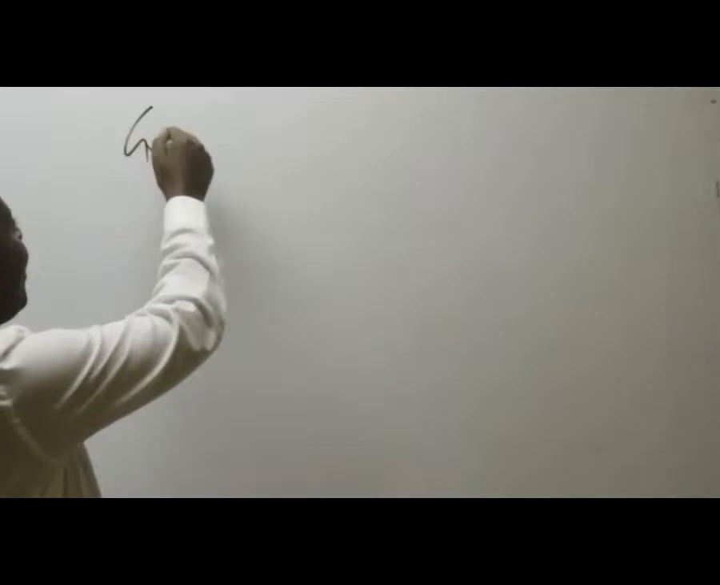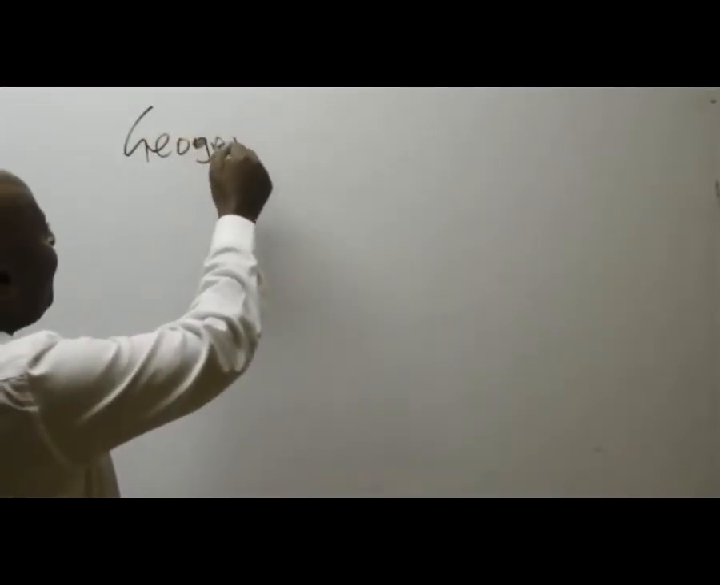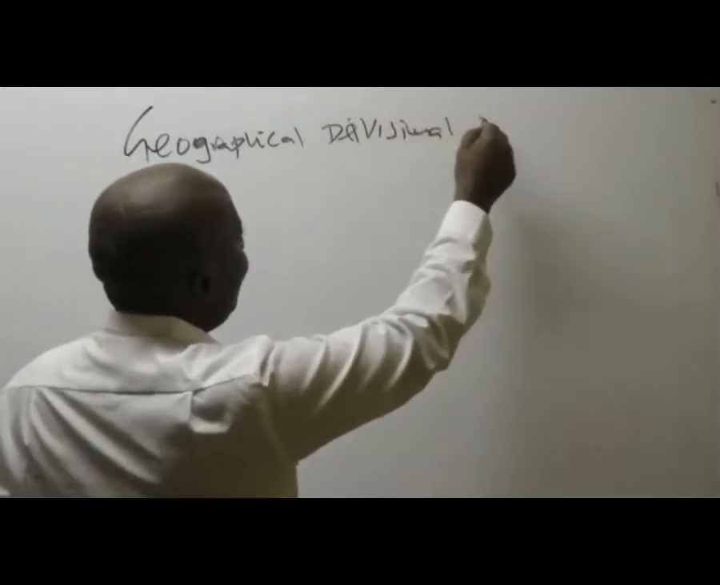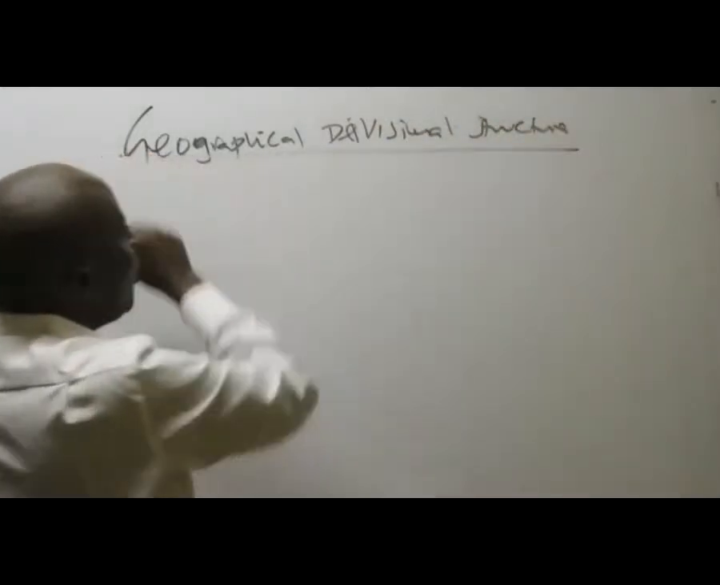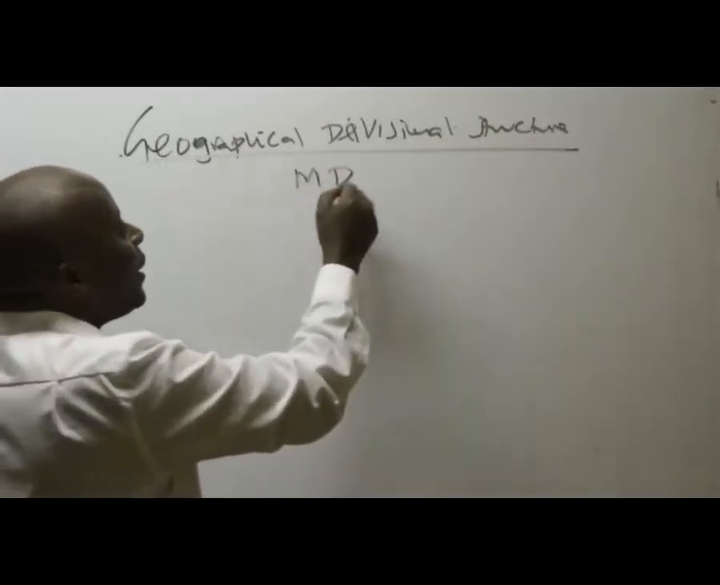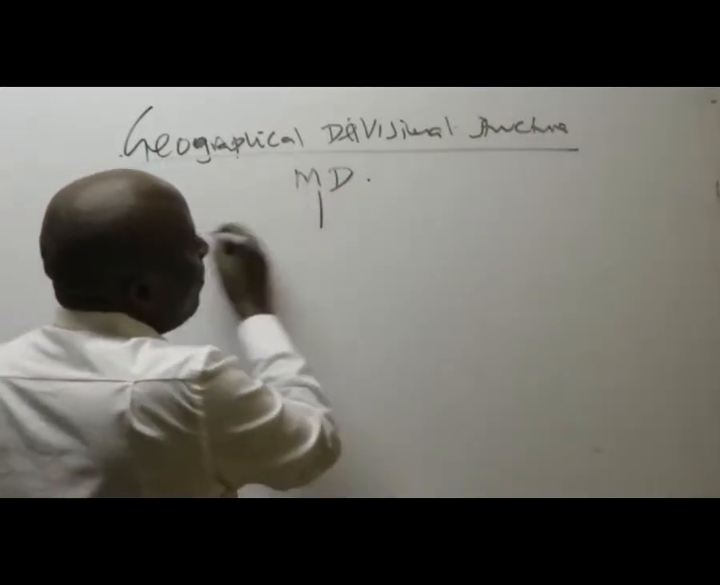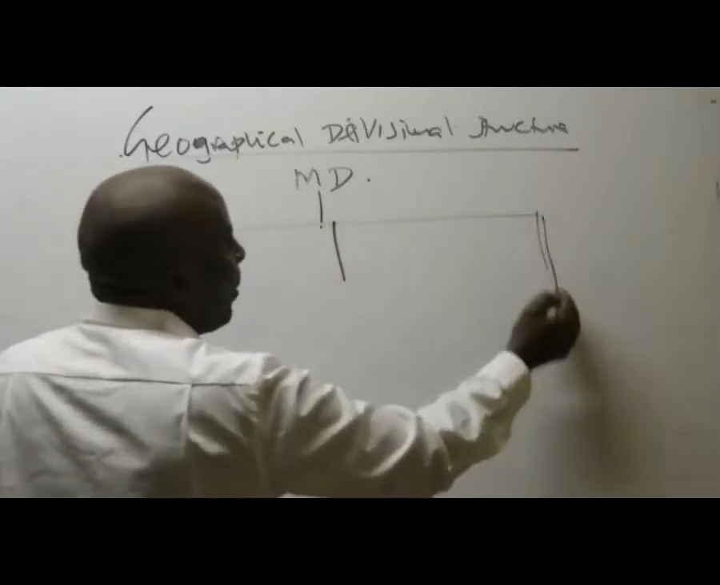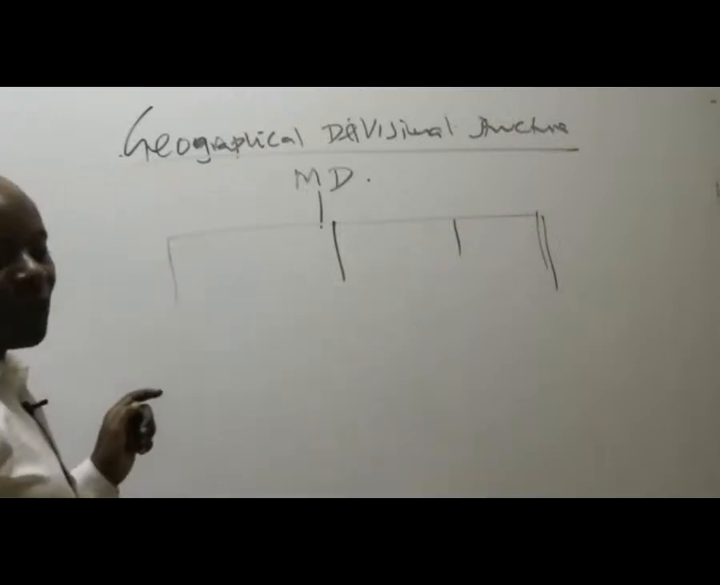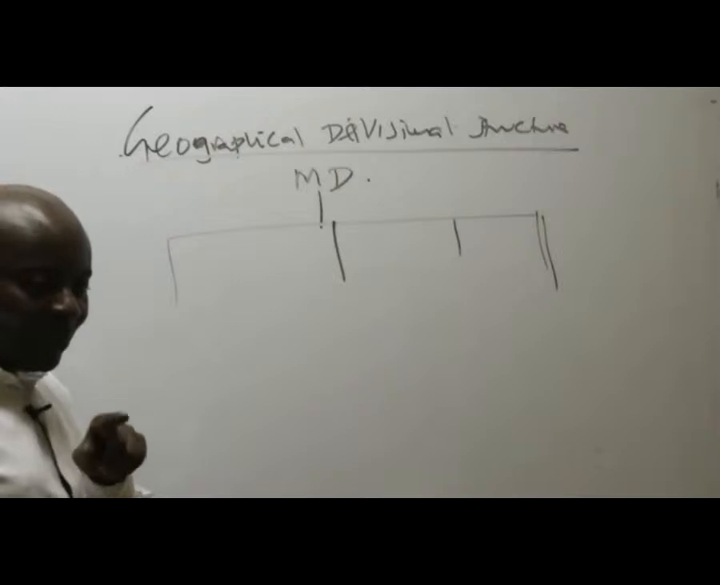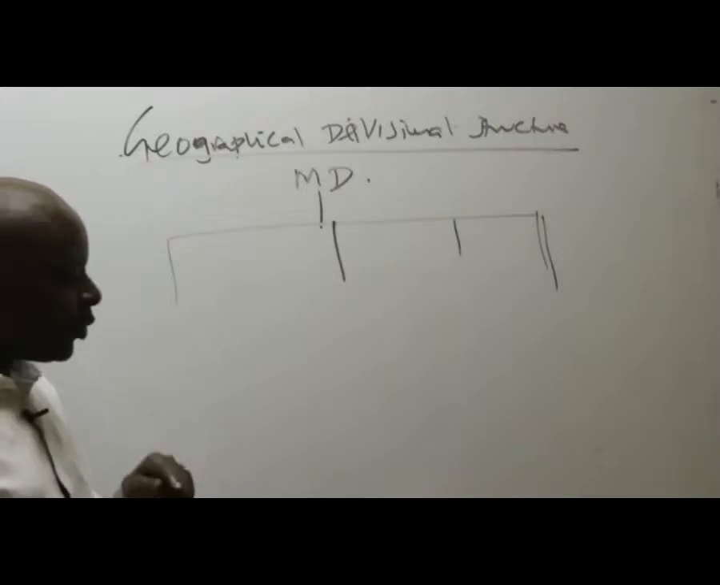Now, from there, ladies and gentlemen, we have what we call the geographical divisional structure. So under the geographical divisional structure, what do we have? The same. We'll have in this case the MD. The MD now needs to appoint regional managers. So regional managers, what do we have? You have to remember some of those countries.